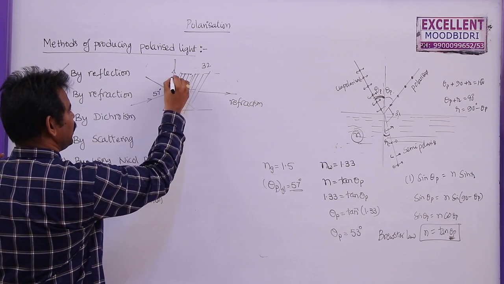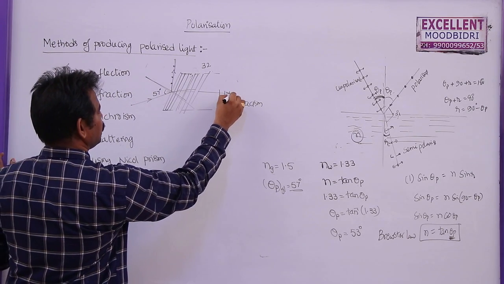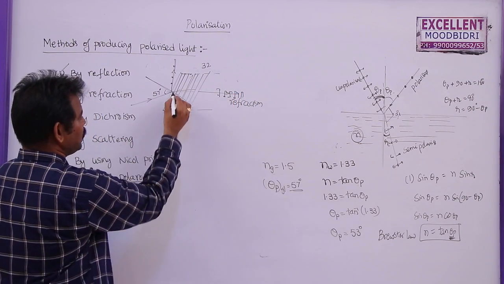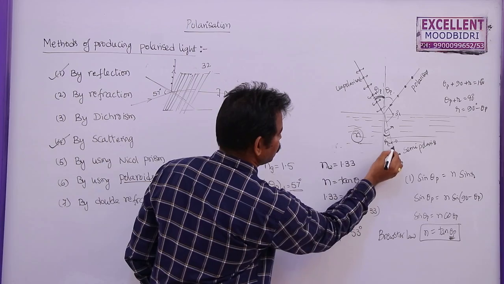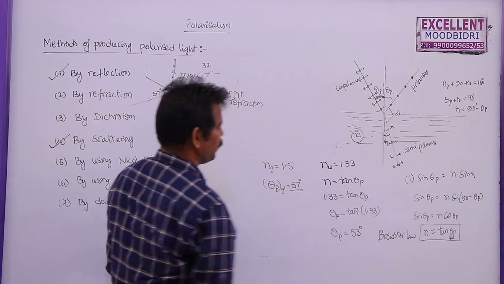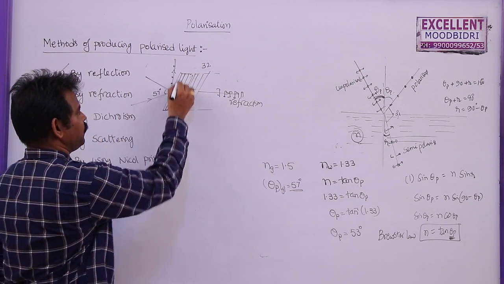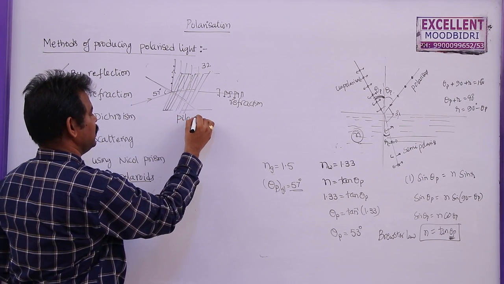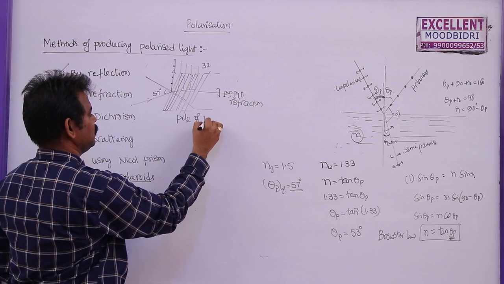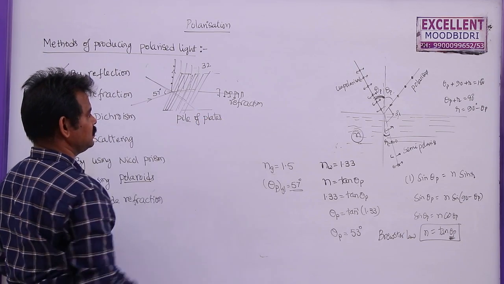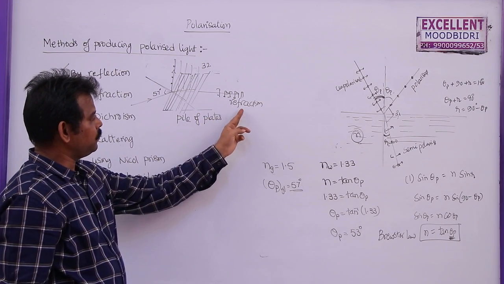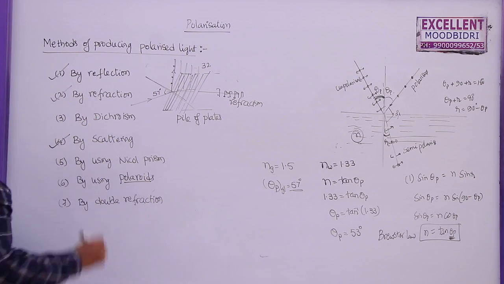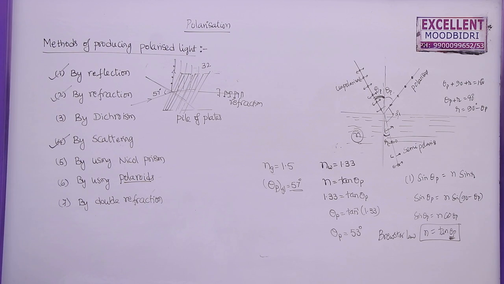That means it will have only the arrow components here, because all the dot components, it has some dot components also in this diagram, all these dot components will be reflected from the different surfaces. This is called a pile of glass plates, and the emergent light after refraction will be a plane polarized light. So this is how you can produce a polarized light by refraction.